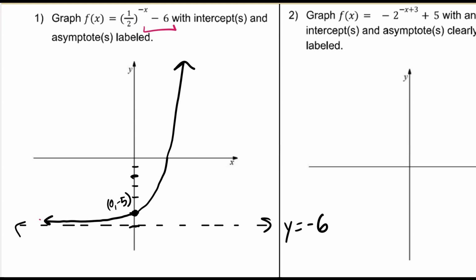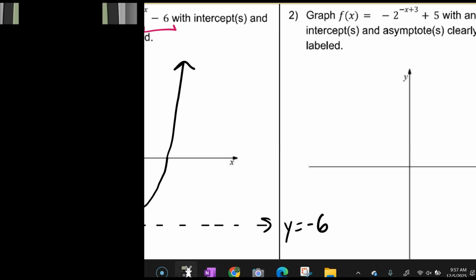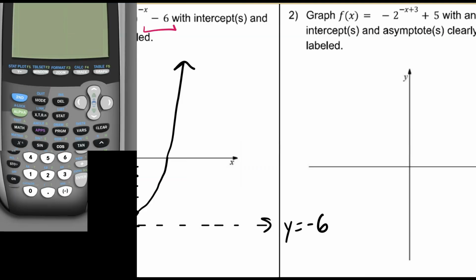The question is, where does that intersect the x-axis? Because the question you'd have to ask yourself algebraically is, when is the output equal to 0? Or if I add 6 to the other side, what value of x would make (1/2)^(-x) equal to 6? And the problem is, I don't think there's any integer value that will work there. I can't think of a way to get 6 to have a base of 2 or a base of 1/2. So this is an instance where I would be forced to use my calculator based on the algebraic skills we have at the moment. So I'm going to take out my TI-84, and let's see what happens there.